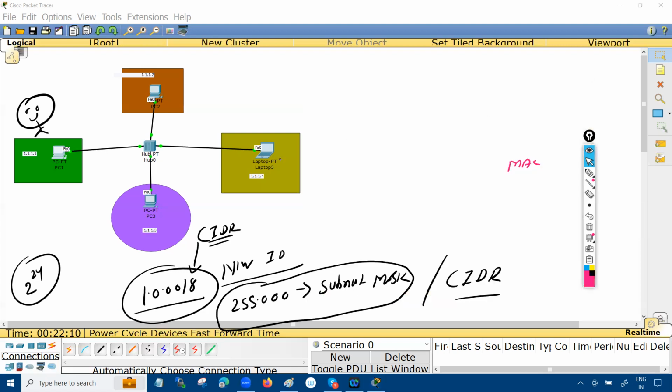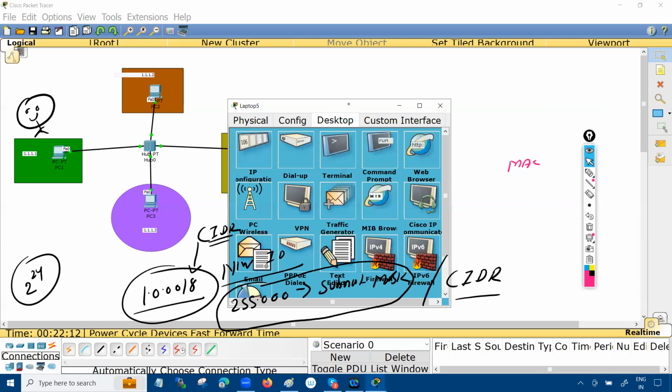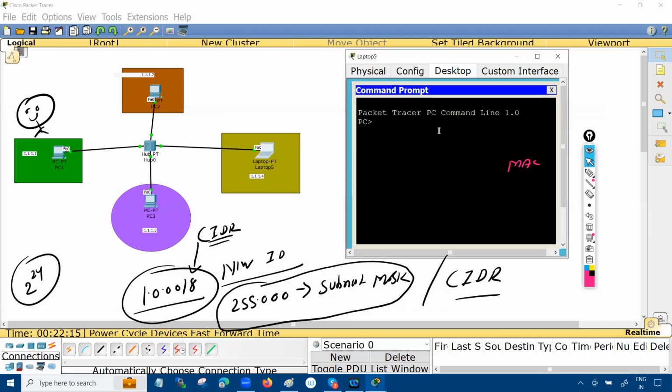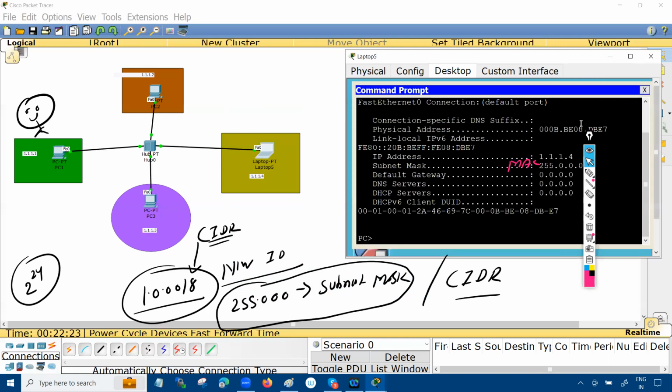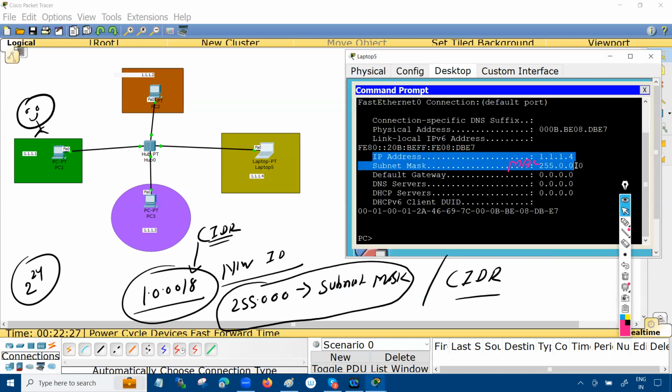Same thing, if you now verify on PC number 4, you just need to go in the command prompt and put the command ipconfig /all. There is 1.1.1.4 and the subnet mask information, which is the default one. And this is the physical address we have.